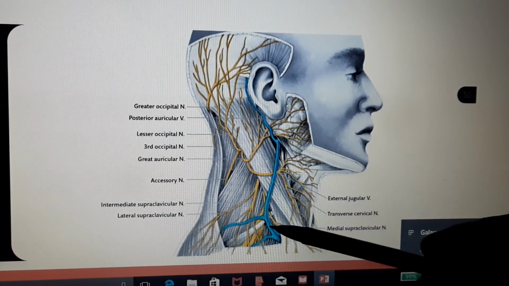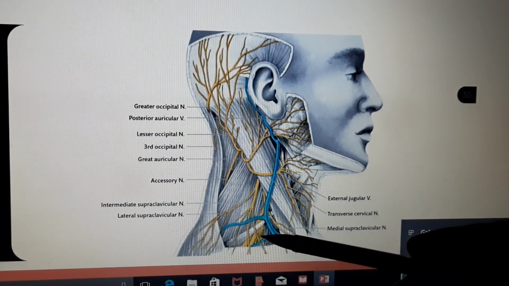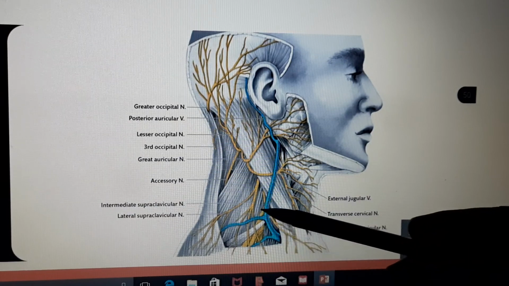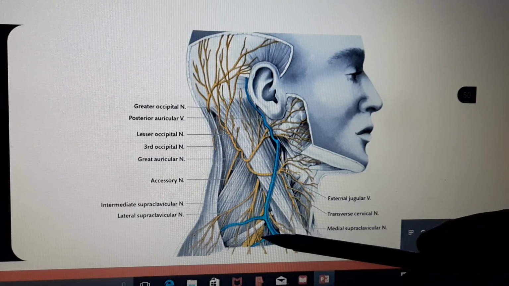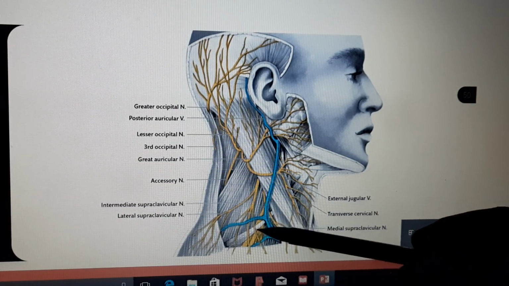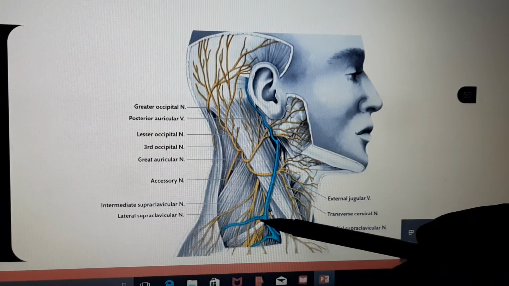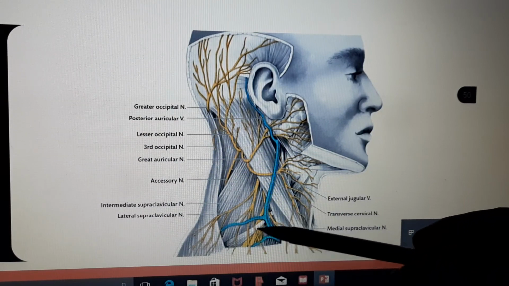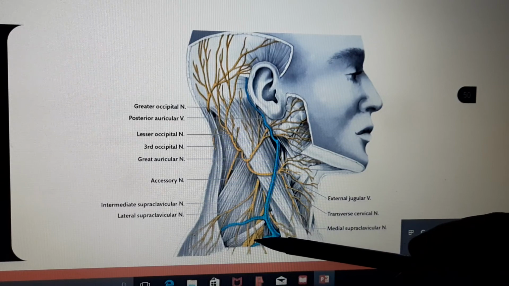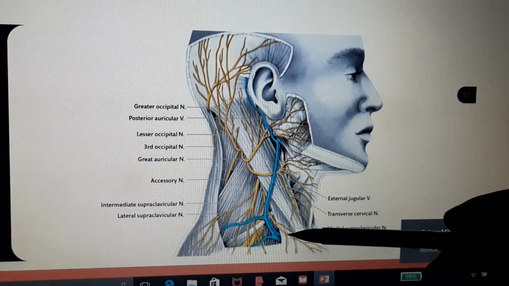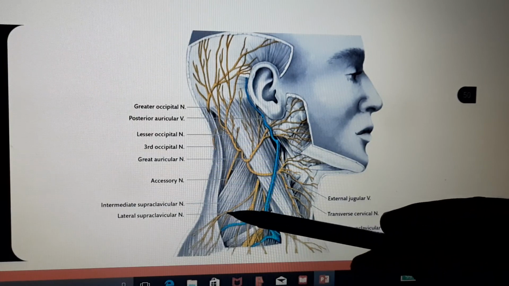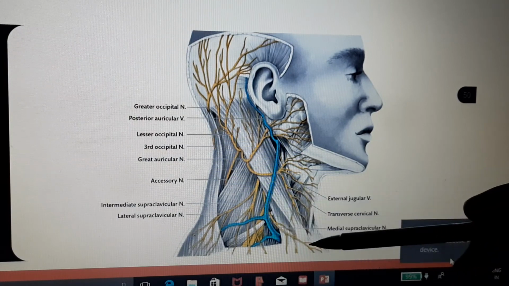Here you can also see the trunks of the brachial plexus visualized between the scalenus medius and scalenus anterior muscles, and this whole part, the trunks, is covered by the prevertebral fascia, which later forms the axillary sheath. And you can see the suprascapular nerve. This is the medial branch, intermediate branch, and lateral branch. The medial branch runs over the sternocleidomastoid muscle.